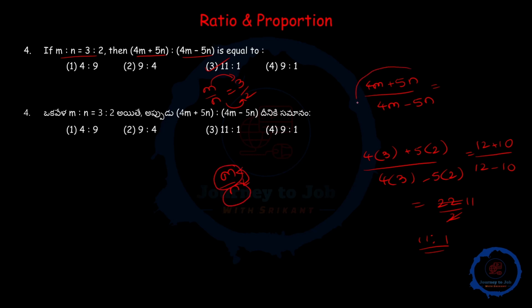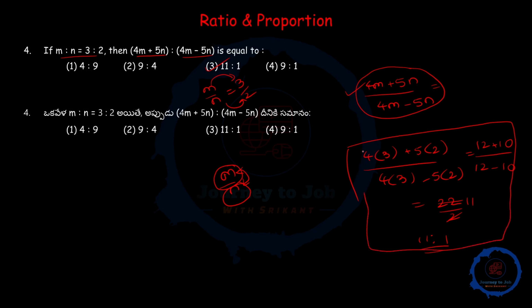But when they are asking a ratio, you can consider m is equal to 3 and n is equal to 2. Okay, directly you can put, and no need to do all this calculation. You can directly write also. For practice purpose I explained this.